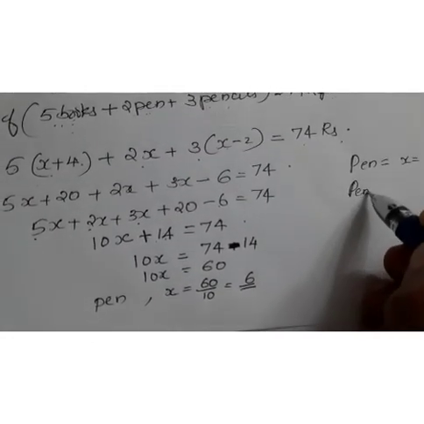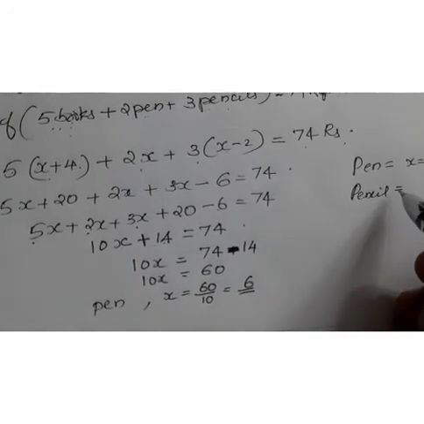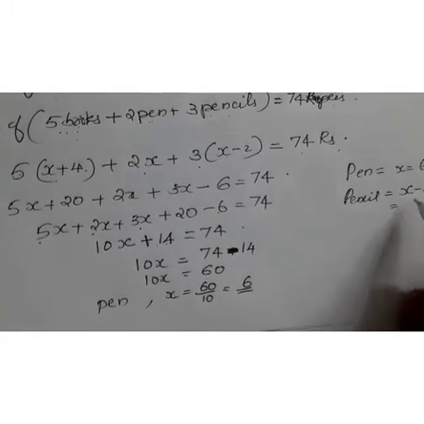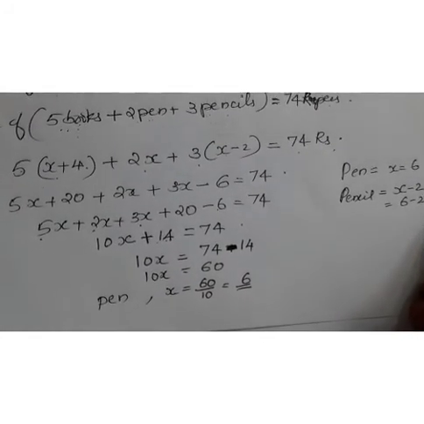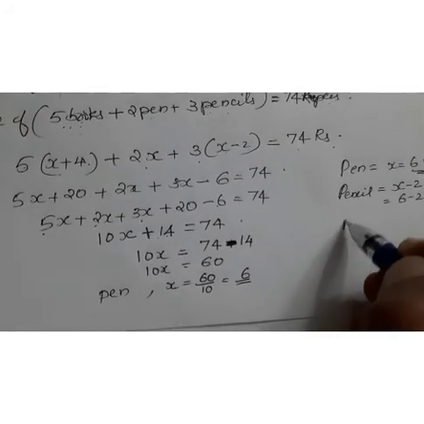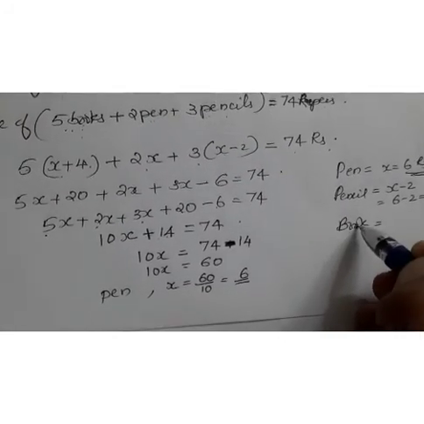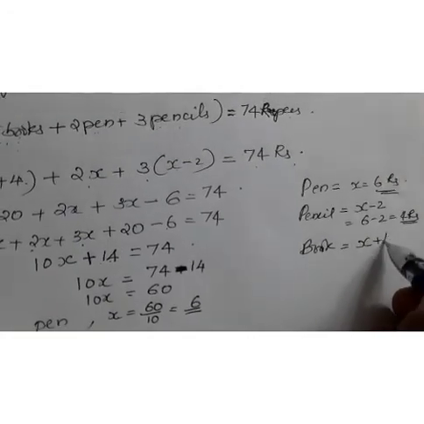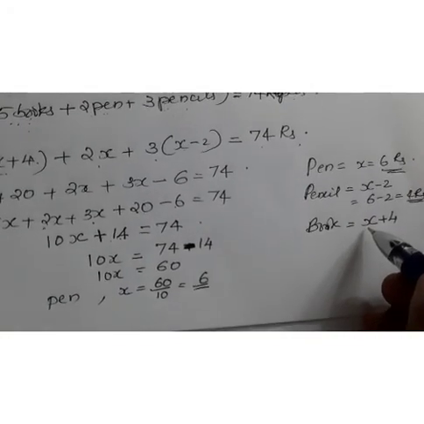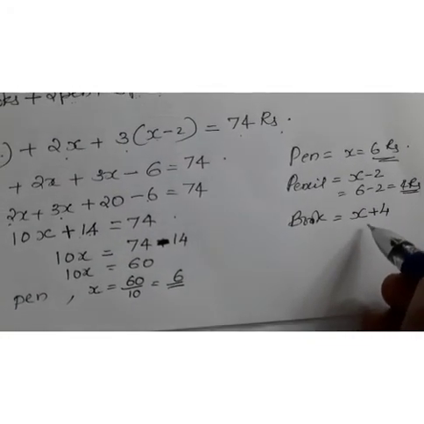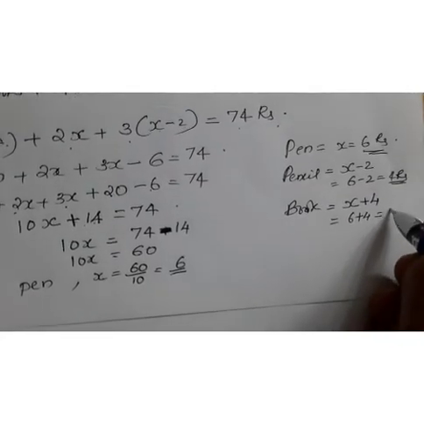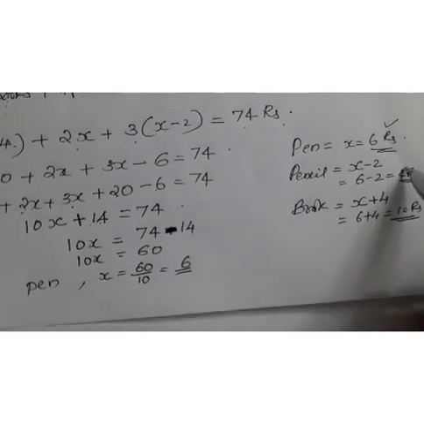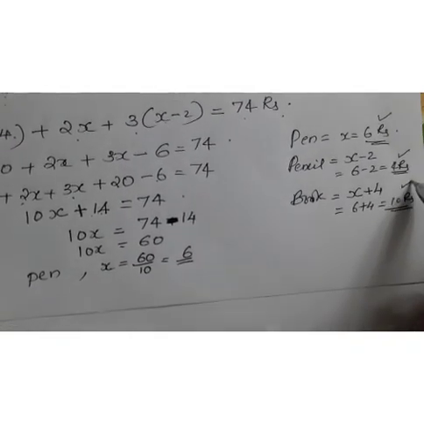Then what about the pencil? Pencil is equal to x minus 2. How much? 6 minus 2, 4 rupees. Then what about the price of the book? Book is equal to 4 rupees more than the pen. So it is 6 plus 4 is equal to 10 rupees. So the pen is 6 rupees, the pencil is 4 rupees and the book is 10 rupees.